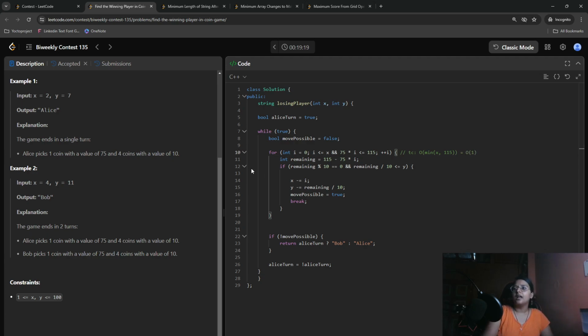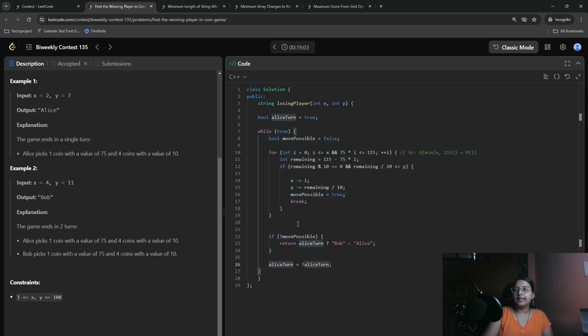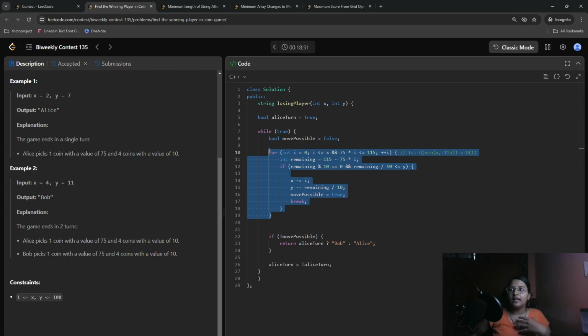Now for this outer while loop, it breaks only at the point when move is not possible. At that point it will simply get out. And this move not possible is basically dependent on this for loop only. That is also one part. And this for loop has the time complexity minimum of x. So the overall time complexity can at max go up to x into x, meaning x square.